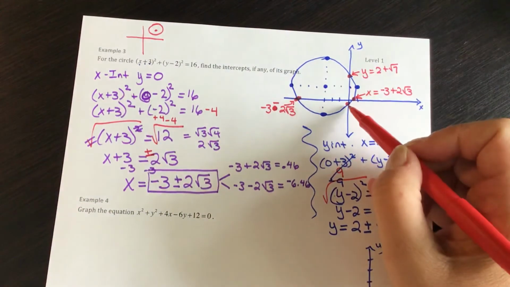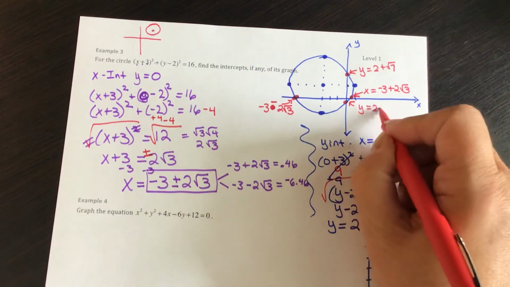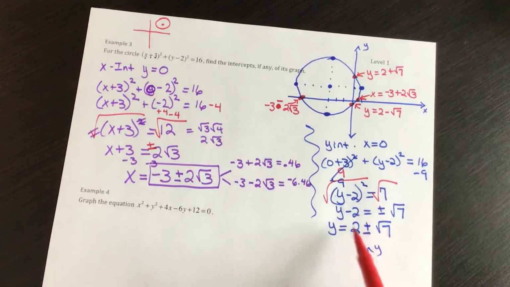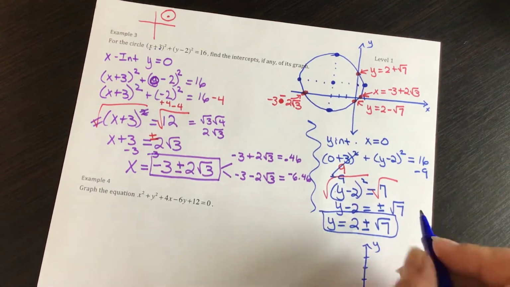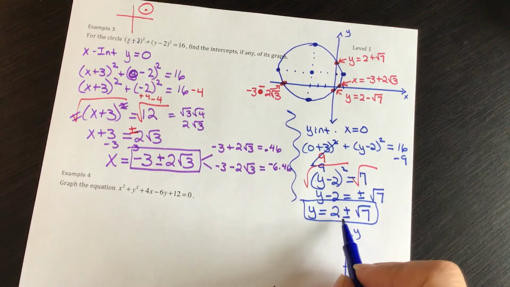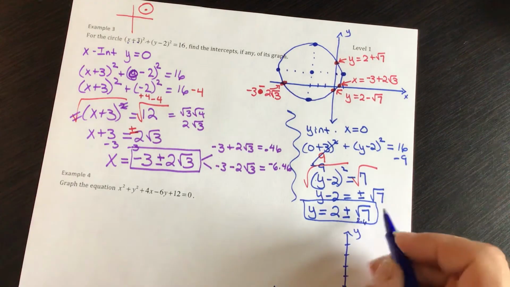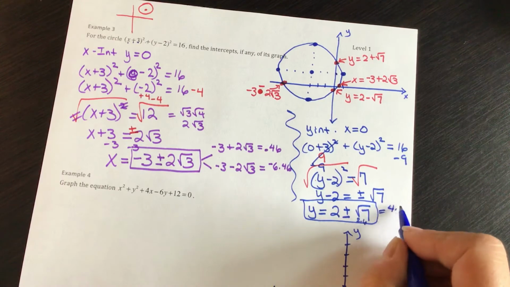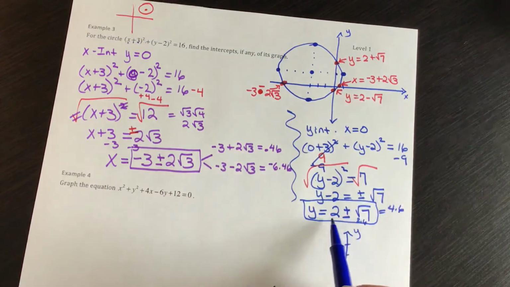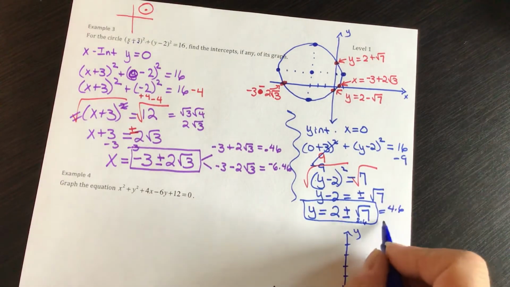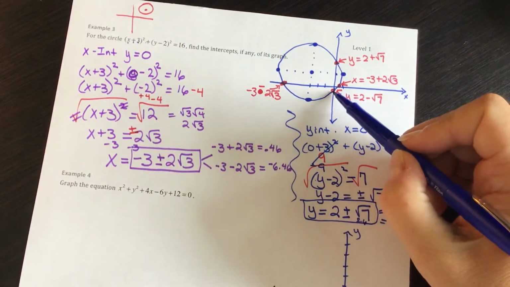And 2 minus the square root of 7 is right here. If I just calculate what these values are, one value will be approximately, square root of 7 is about 2.6. So 2 plus 2.6 is about 4.6. That's what we would have up here. And down here, 2 minus 2.6 would be about negative 0.6, which is about what we have right here.